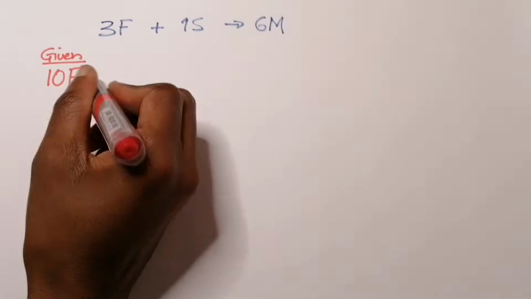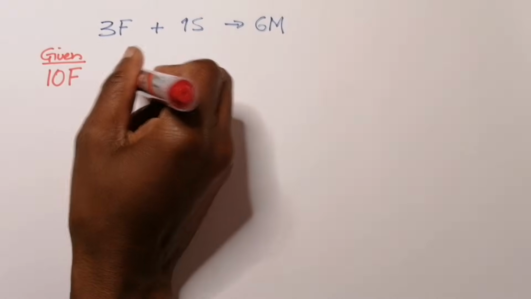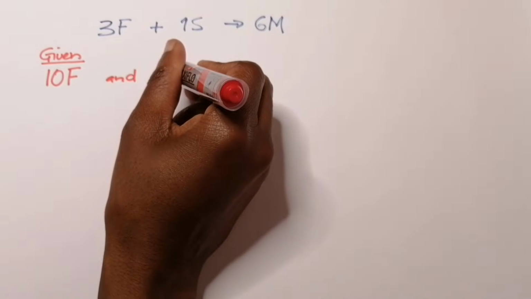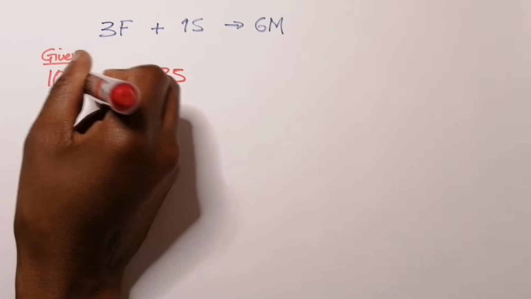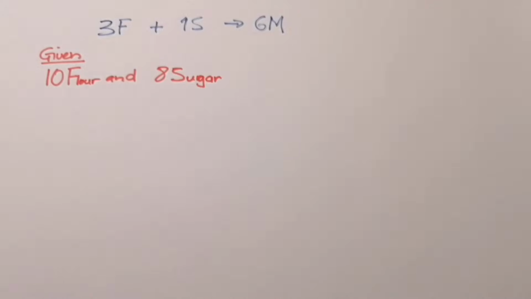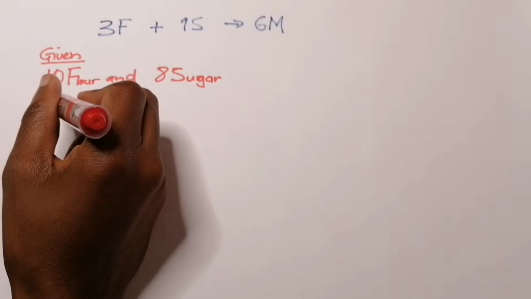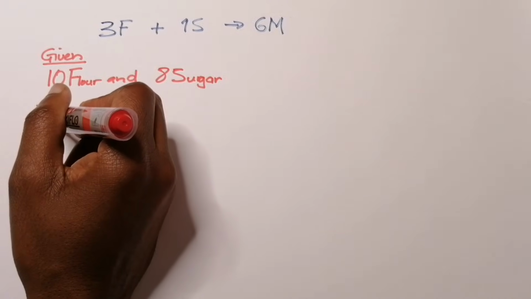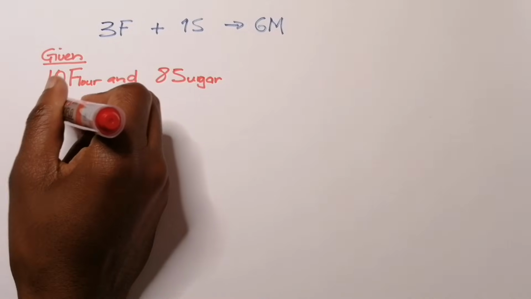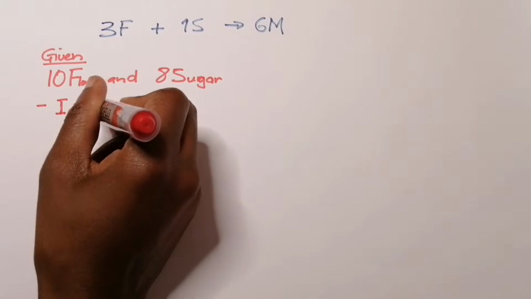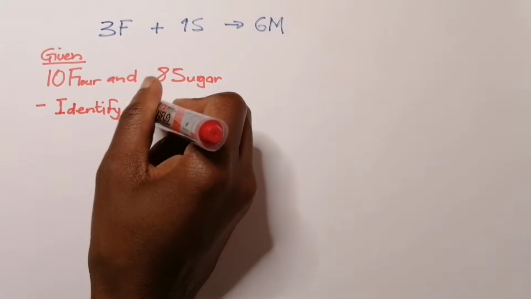We're given 10 cups of flour, and we are also given, let's just say for argument's sake, 8 cups of sugar. So this represents our flour and this represents our sugar. First of all, I want to find out how many muffins I will be able to produce. But before we get that, let's first identify what will be the limiting reagent.